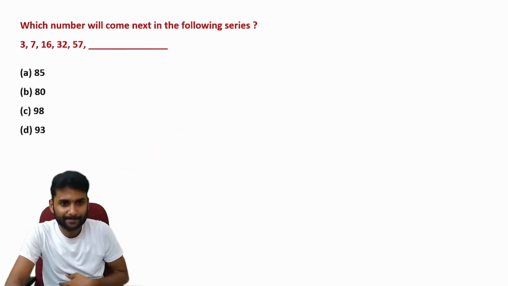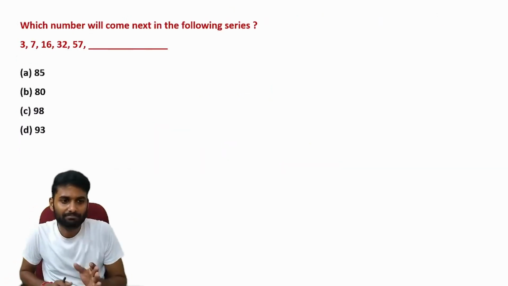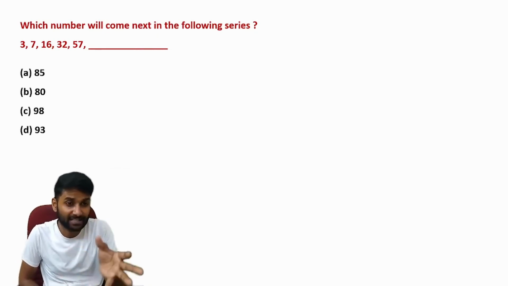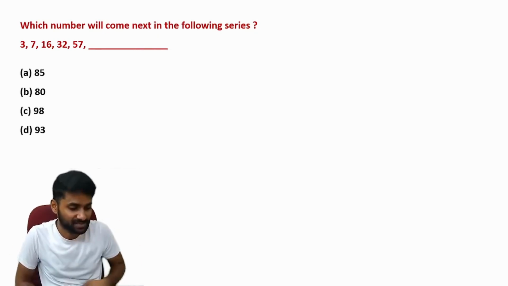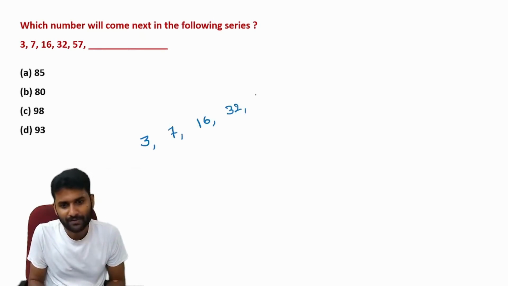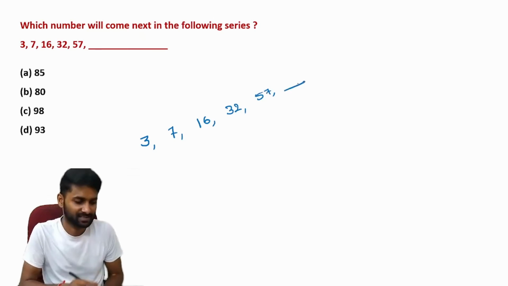Let's go through the next one. See which number you can see after 57. Find the missing number, meaning find the number which continues that series. Here the numbers are 3, 7, 16, 32, 57. Find the next number in this series.